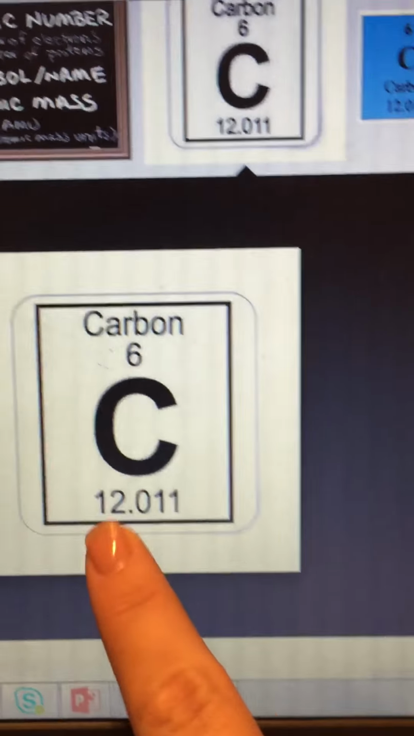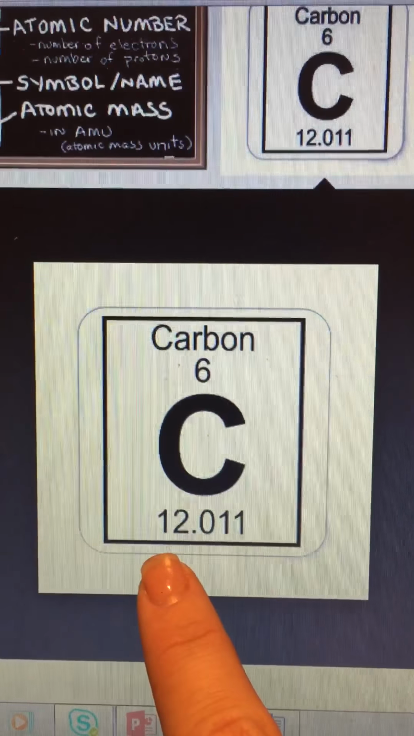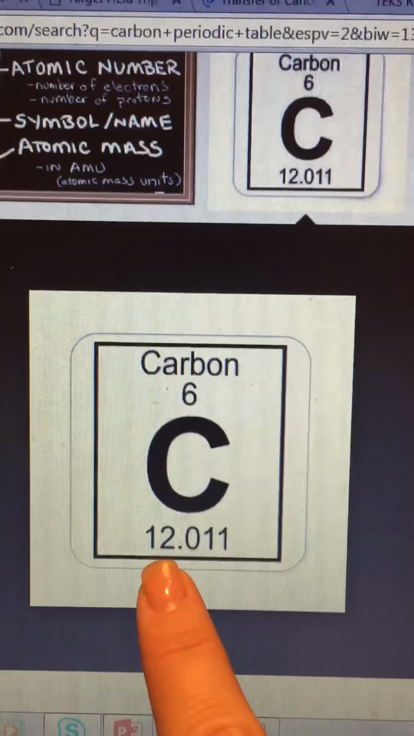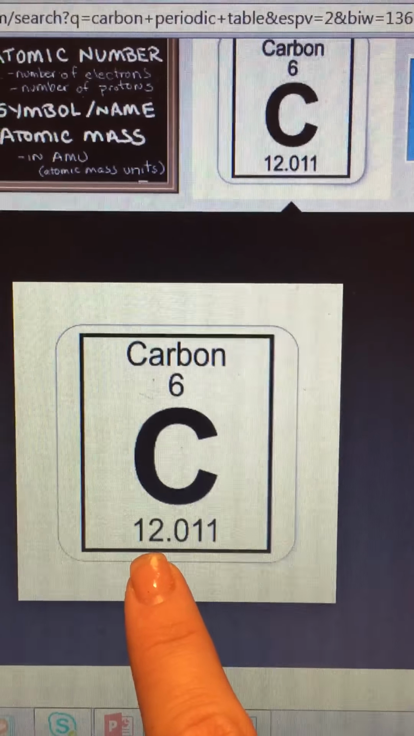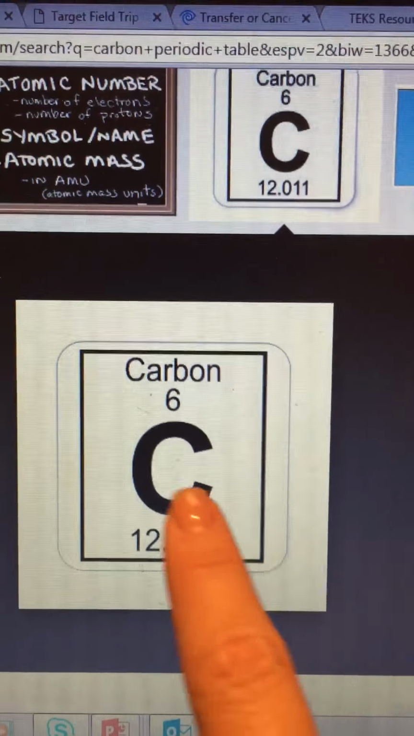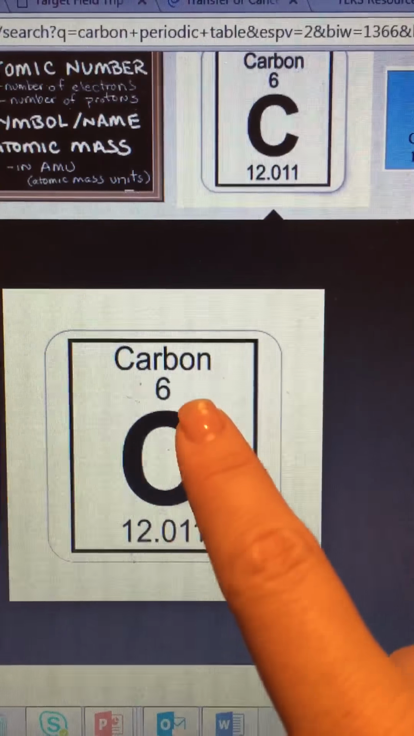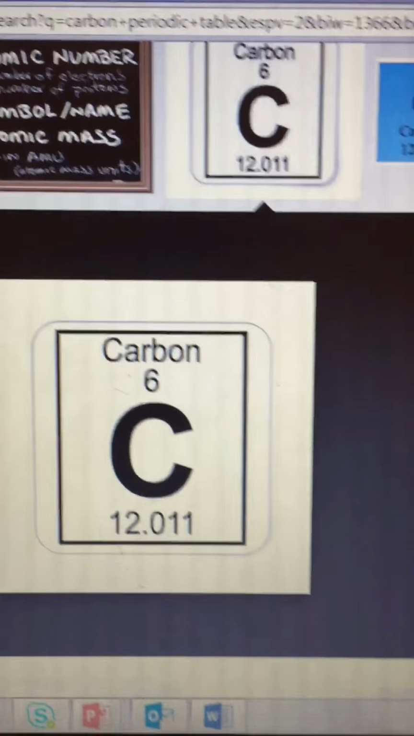12. Remember, we are going to round to the nearest whole number. So 12 right here, we would just use it as 12. This is the atomic mass. Atomic mass. Somebody tell me how you find atomic mass. It is protons plus the neutrons.